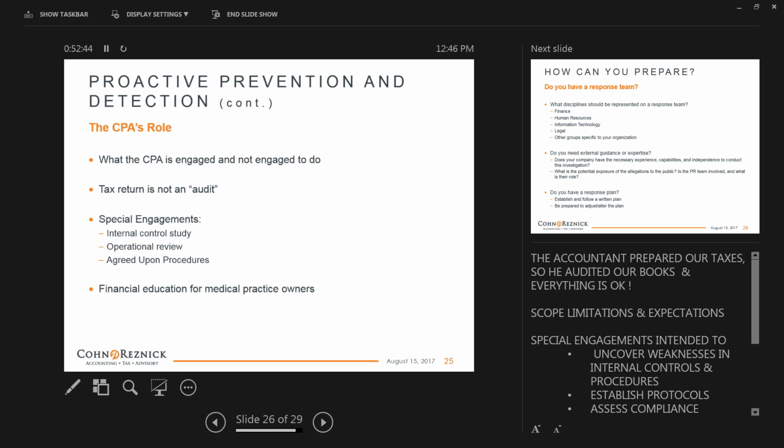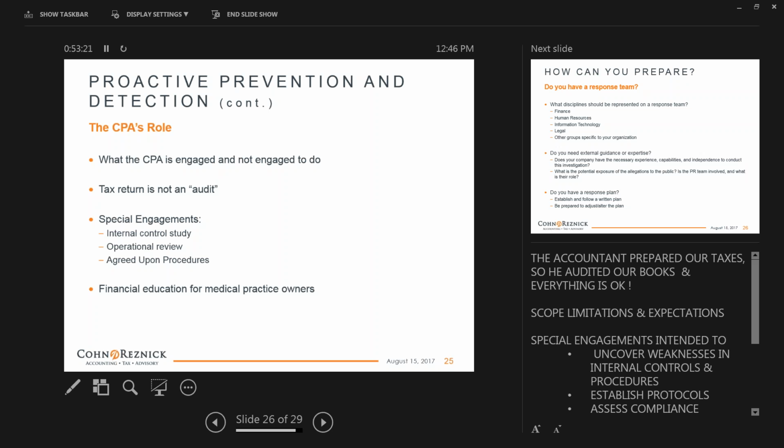And now I'd like to turn to the role that your CPA plays in this whole area of fraud detection and prevention. I think it starts with understanding what your CPA has been engaged to do and what he or she has not perhaps been engaged to do. It's very common that a client or a practice owner would say, well, the accountant prepared our taxes, so everything's good. Nothing could really be further from the truth.